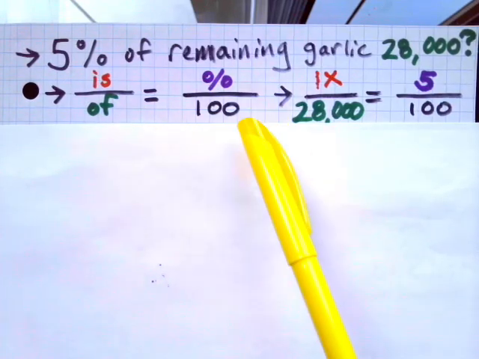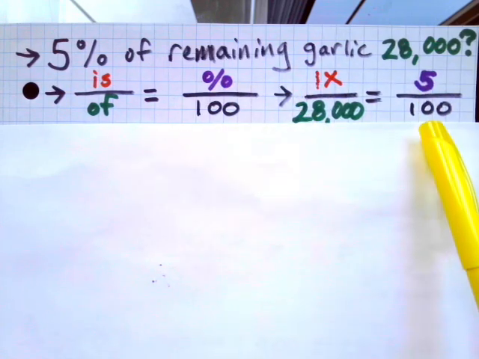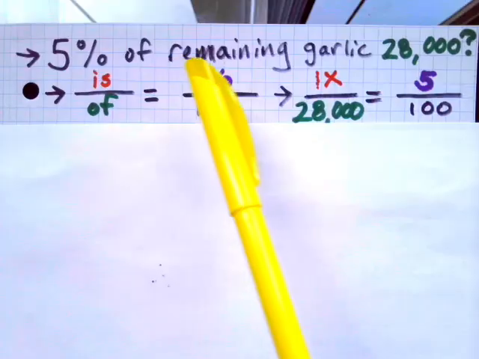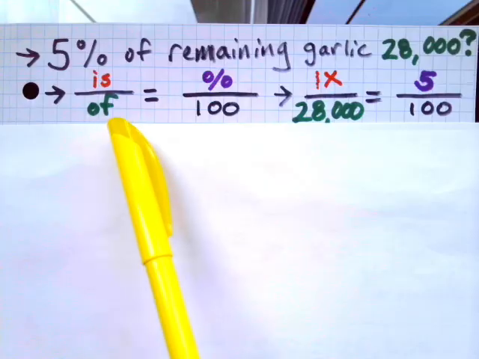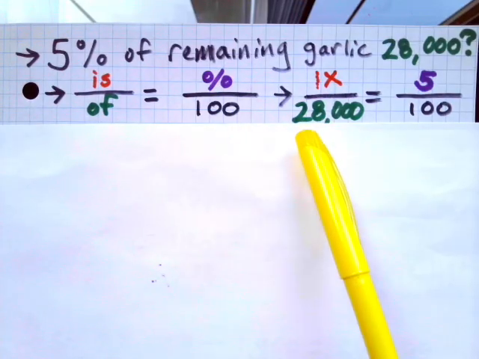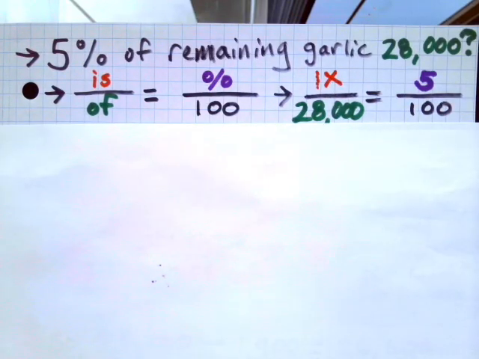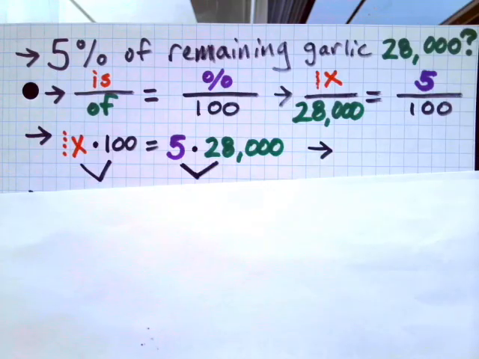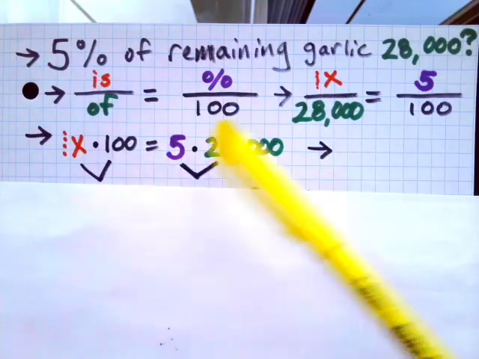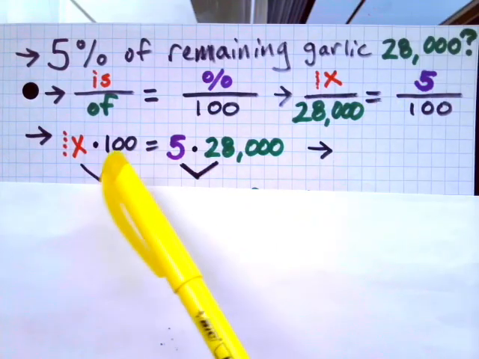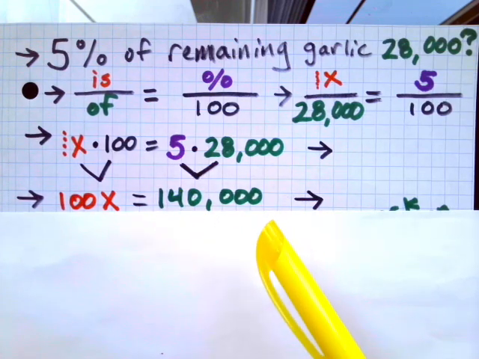Is over of equals percent over 100. Well, my percent is 5, so I'm going to substitute 5 where I see that percent. The percent is always over 100. Do I have an is in this statement? No, but I do have an of 28,000. So where I see the of, I'm going to put 28,000. Right here, I'm going to perform my cross product. I'm going to multiply 1 times 100, 5 times 28,000. And you can see here, I'm setting that up with an equal sign separating both of those cross products. 1 times 100 is 100x. 5 times 28,000 is 140,000.